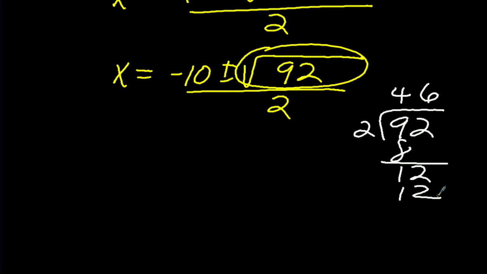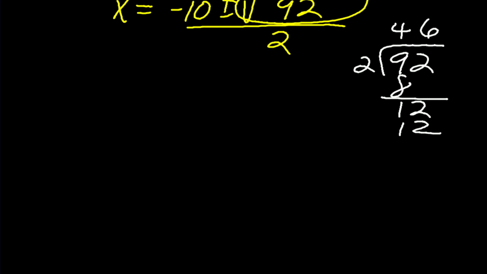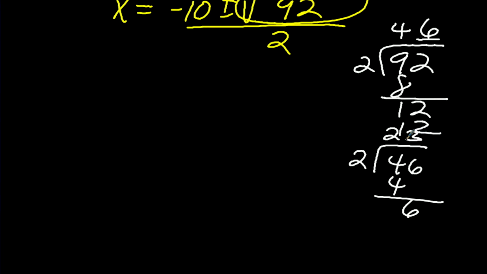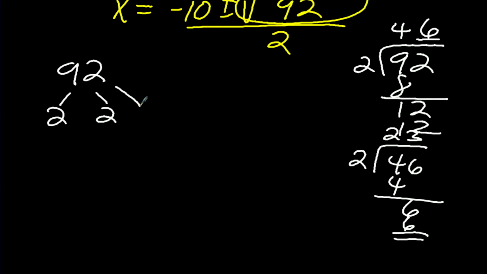And then we try to think of some factors of 46. Notice it also ends in an even number, so 46 is also divisible by 2. So 2 will go into 4 2 times. 2 times 2 is 4. Bring down the 6, 3. So our factors for 92 are going to be 2 times 2 times 23.